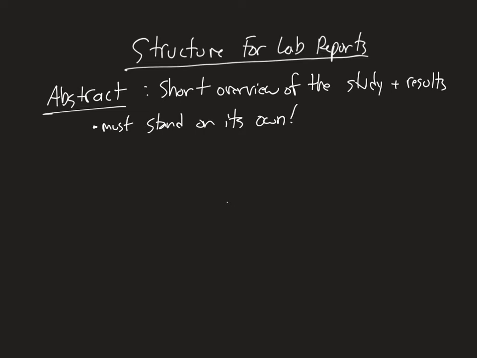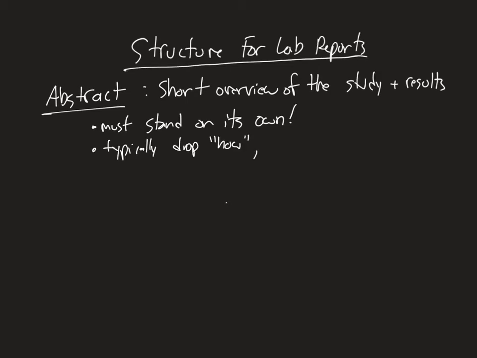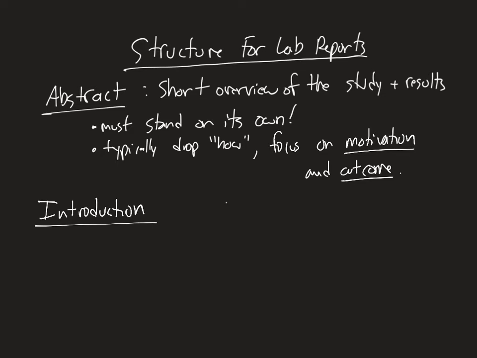Obviously, to do that, you can't talk about everything. Abstracts are typically one paragraph long, so you typically have to drop some stuff. Typically, you drop the how of the article, and instead focus on the motivation and the outcome. Of course, you only have a few sentences to do this, but that's typically what it takes. One or two sentences on motivation, one or two sentences on outcome, and that should basically consist of the abstract. After the abstract comes the introduction to the paper.